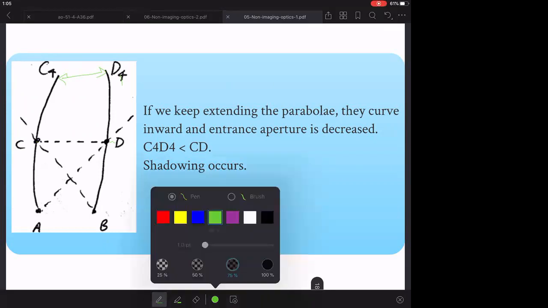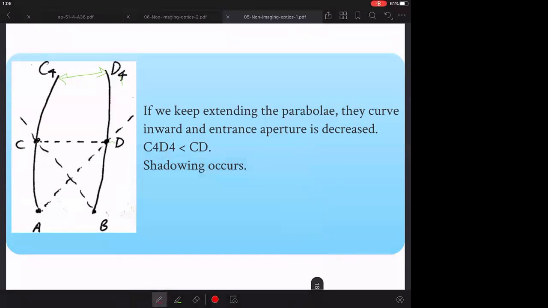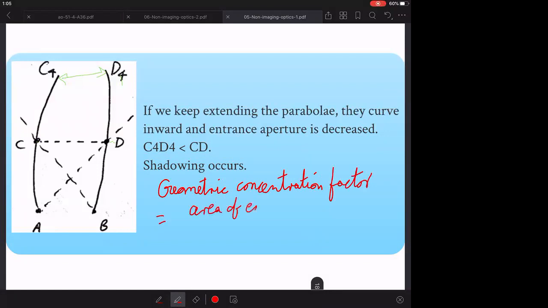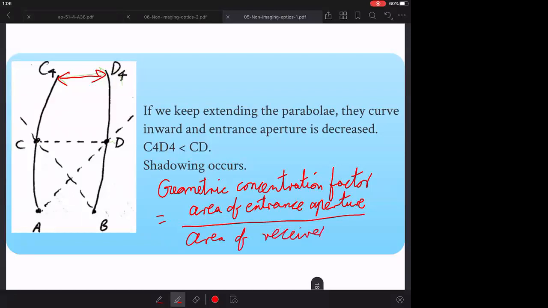Now, we'll talk about this term quite a bit, so let me emphasize this. We'll talk about this all the time. There's something called the geometric concentration, or geometric concentration factor. This is simply the area of the entrance aperture, which is the top, this thing here, divided by the area of the receiver, or the exit aperture, which is the bottom here. Our goal is to maximize this.